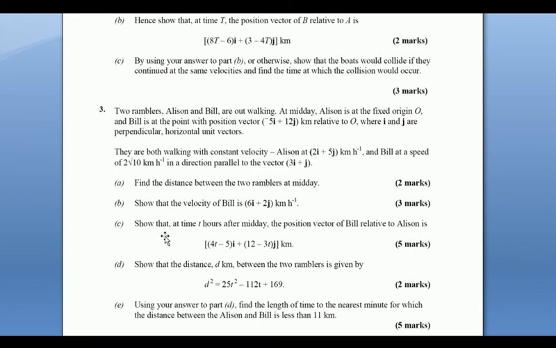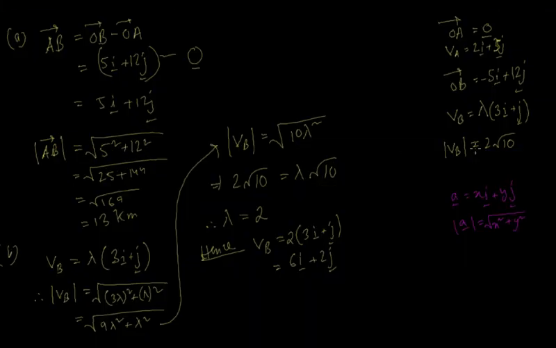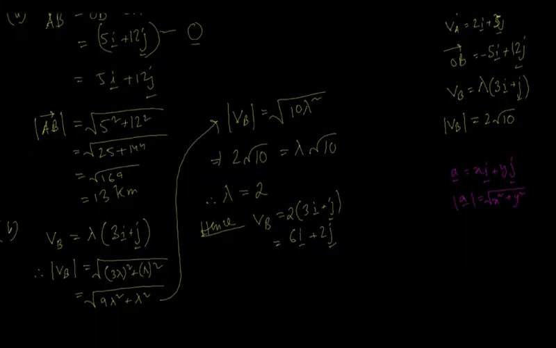In question C, we have to find, at time t hours after midday, remember, midday means t equals 0, after midday the time is t, the position vector of B relative to A. So OB minus OA. That's what we have to do. This time I have to be careful not to make that same mistake.